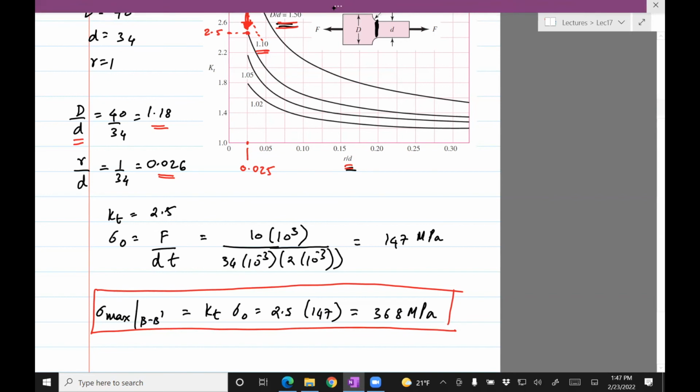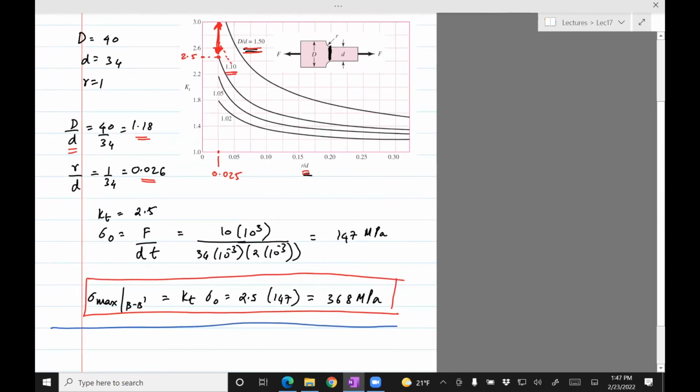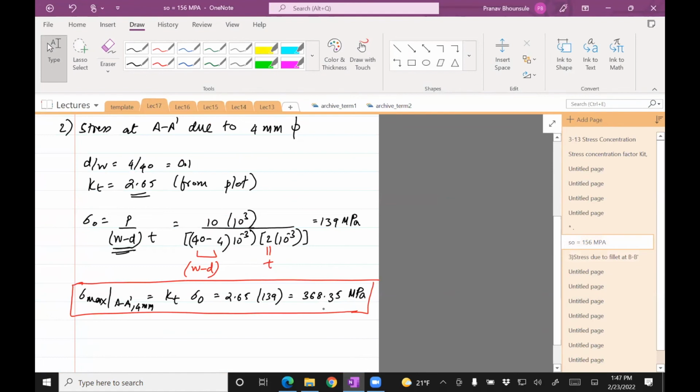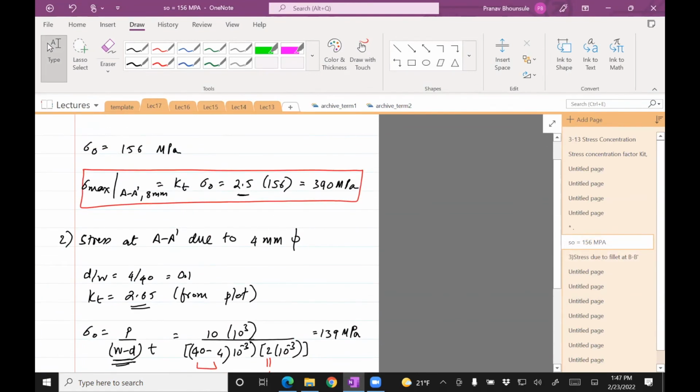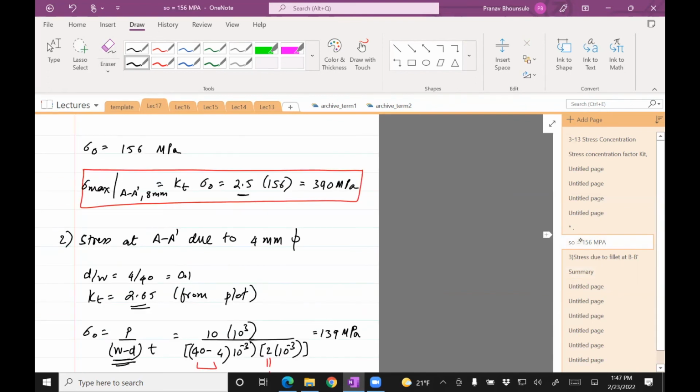Okay, so let's summarize all the stresses we've computed so far. Out of space. So 368 due to this one, then there is 368.35, 4, and then 390. So let's just put a summary here. Sigma, q to the 4, that was my first one, 390 MPa.